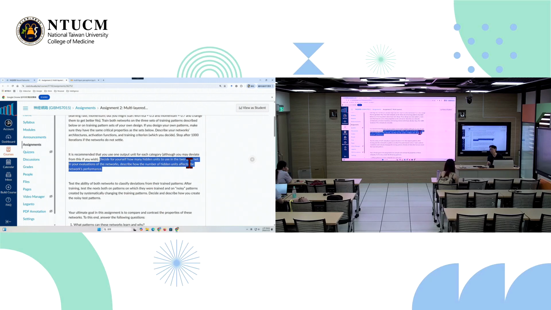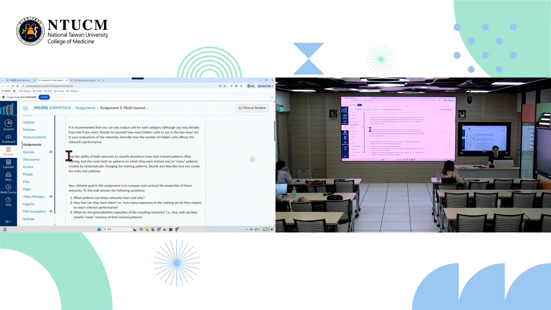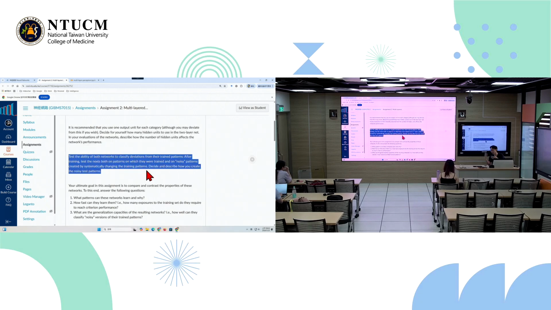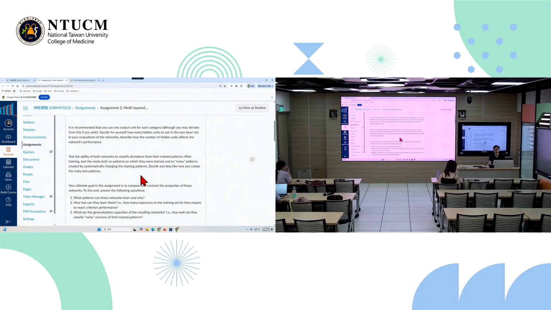So if it's 2 layers, if you can visualize, it will be the input, then 1 layer of weights, the hidden layer, another layer of weights, and then the final output. So that makes it 2 layers. So you have hidden units, and you can decide how many units you want in there, and you can evaluate your network accordingly. So test the ability of both networks to classify deviations, which is those probabilistic distortions of the trained patterns. So basically you train them from the original data, but then you test them on noisy patterns, and describe how you create these noisy patterns.